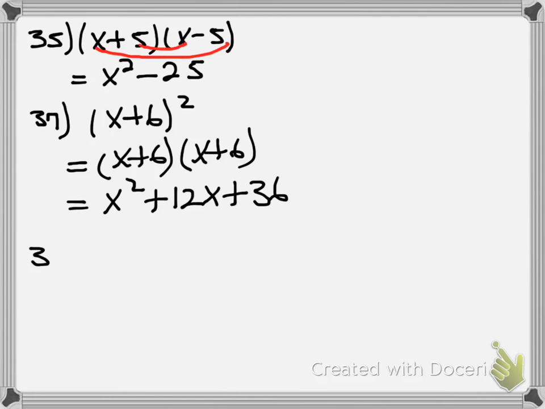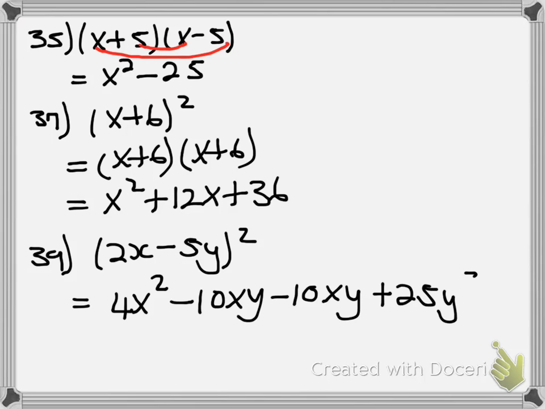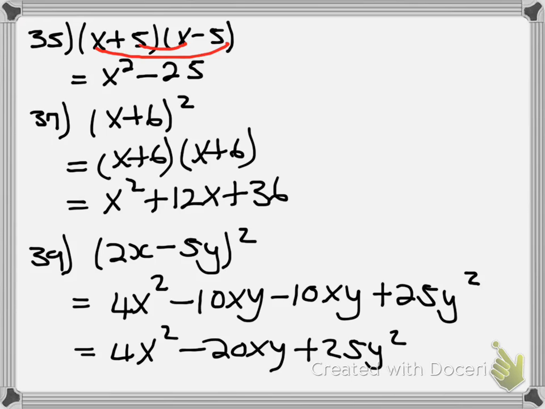So number 39, similar one. 2x minus 5y squared. Let's just write down the answer so that you guys can go check it. It's going to be 4x squared minus 10xy minus 10xy plus 25y squared. So this gives me the final answer. There you go.